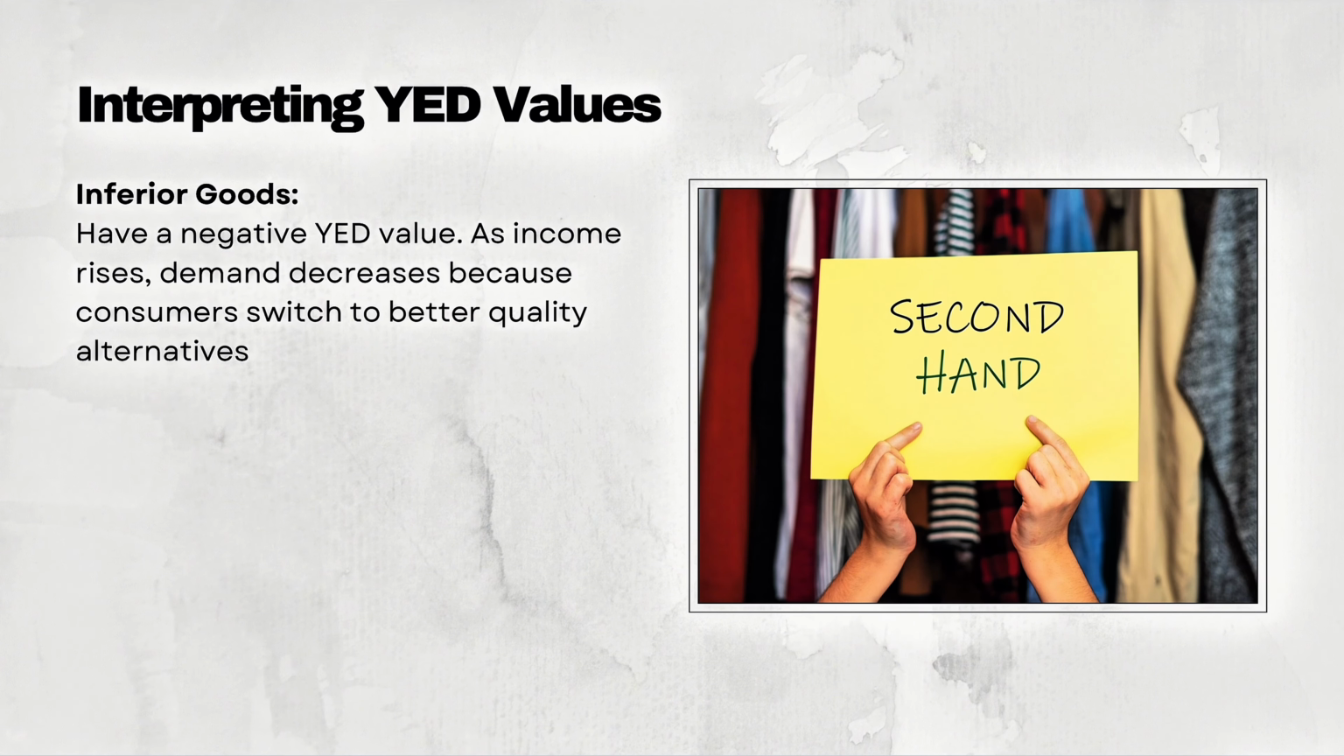And finally, inferior goods. These are the only goods that have a negative YED value. This means that when income rises, demand for these will decrease because consumers will switch to the better quality instead. Generally speaking, when you are a student, you'll be eating instant noodles or canned food, you'll be buying second-hand clothing or used furniture, or you'll be going into the store to buy some generic or store brand groceries.